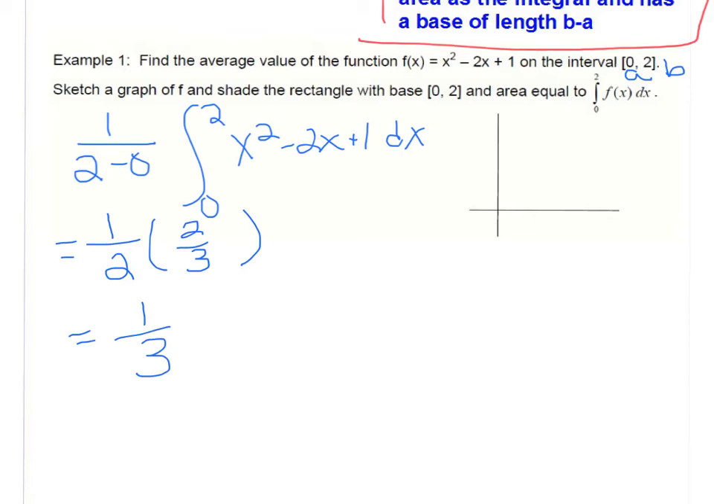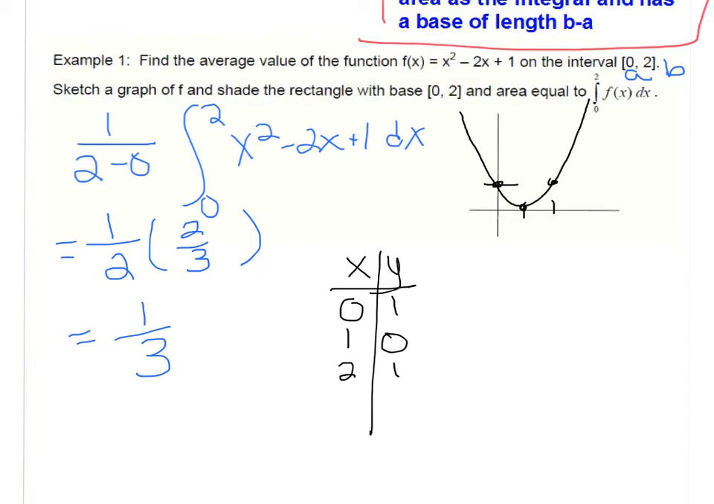But now to sketch a graph and shade the rectangle, what we're going to do is look at your table or look at your graph for the function f of x, and you'll see if we made a chart of values, since I don't have my calculator, we want to go from 0 to 2. At 0, the function is going to be 1. At 1, the function is 0. And at 2, the function is 1 again.